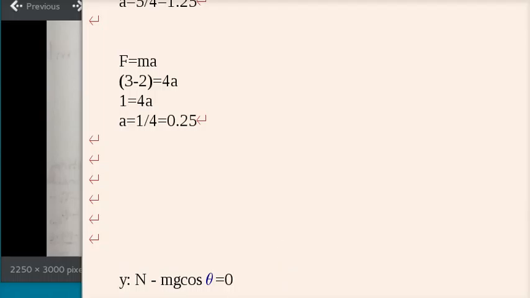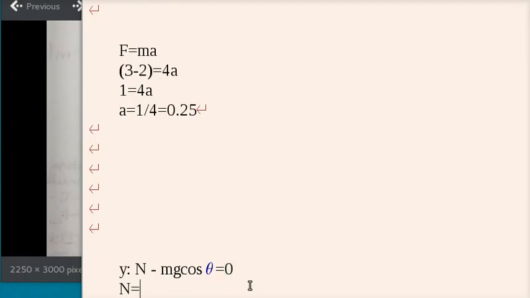No, wait. It's not going to move in the y direction anyway, no matter what it's doing sliding on the ramp. It's not going to break through the ramp, so it's not moving in the y direction. So acceleration is 0 in the y direction. Simplest algebra ever. Done. N equals mg cosine theta.